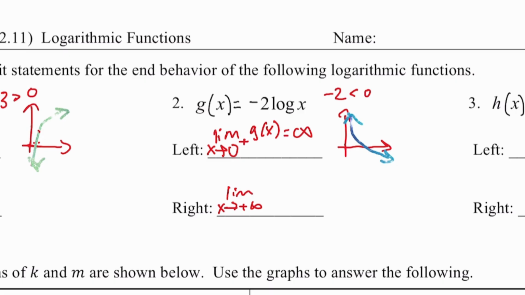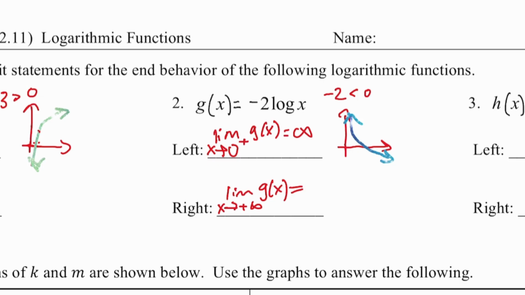So log graphs always have the characteristic that x is always doing the same thing. The left is reaching 0, and the right is reaching positive infinity. That's why it's always the same here. But then y always changes, because we don't know if the graph is decreasing or increasing.